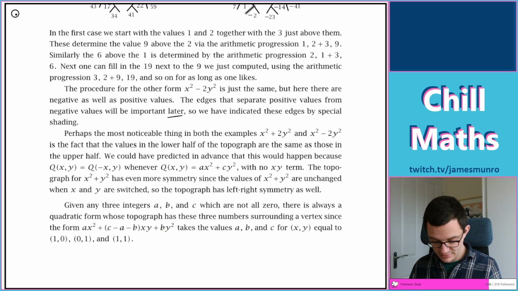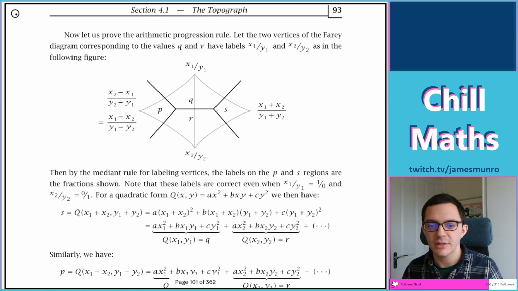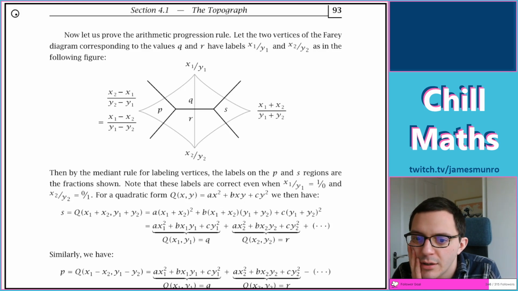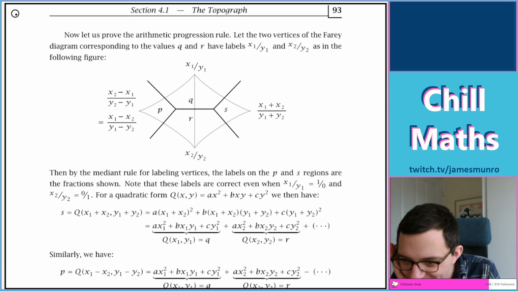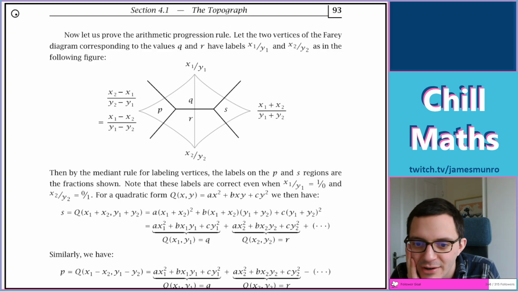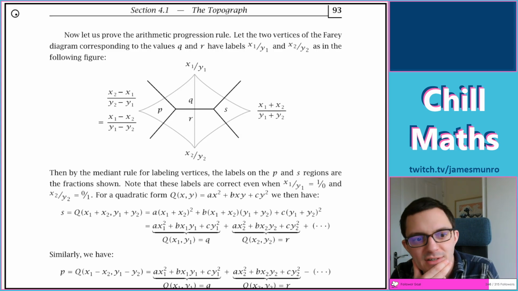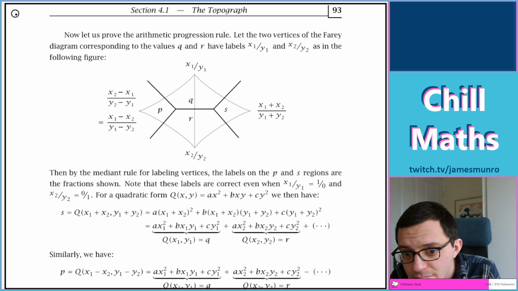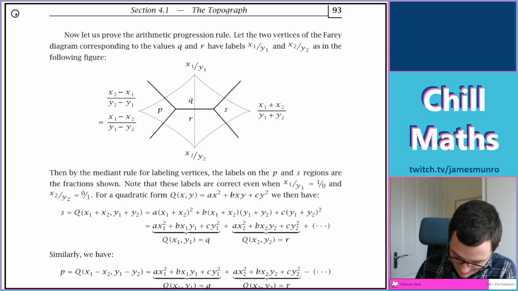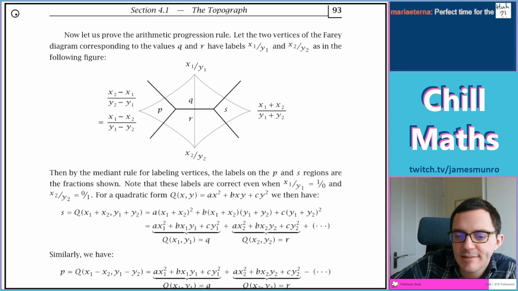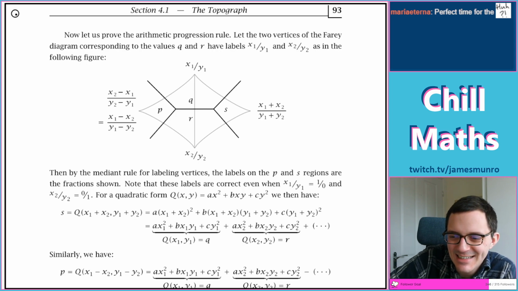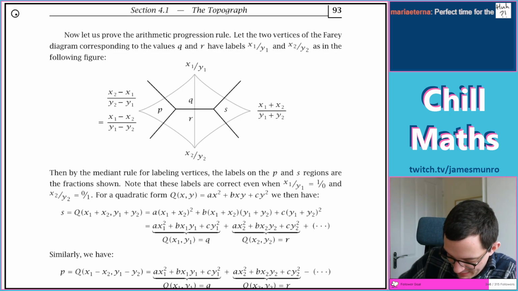Yep. Okay. Oh, right, here's a proof. What's the proof like? So the labels on the P and S regions are the fractions shown. What's going on there? A good understanding of the median rule is needed, like the sum and the difference. Huh. Yeah, okay, we'll leave that, I think. We're going to come back with a bit of a huh.